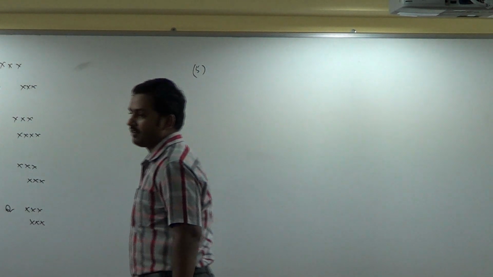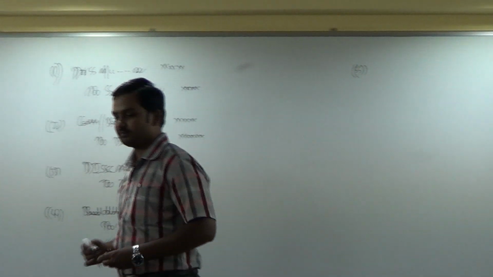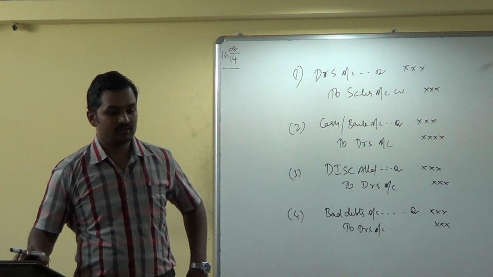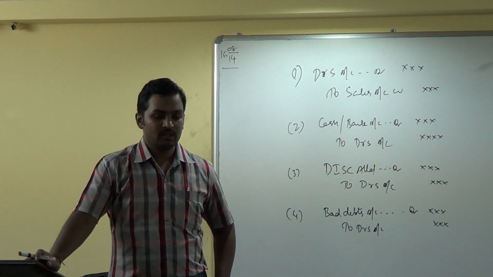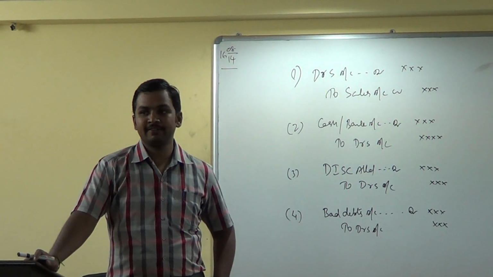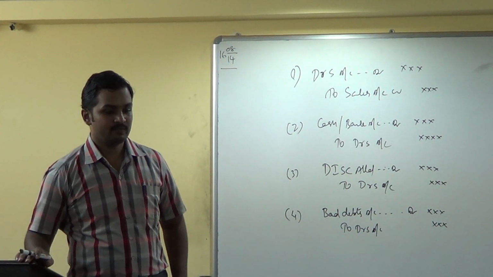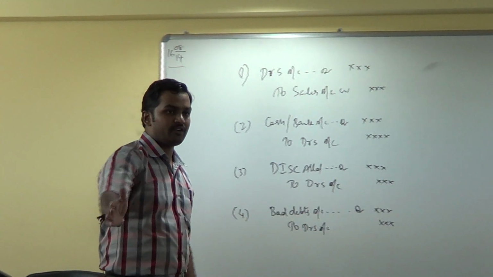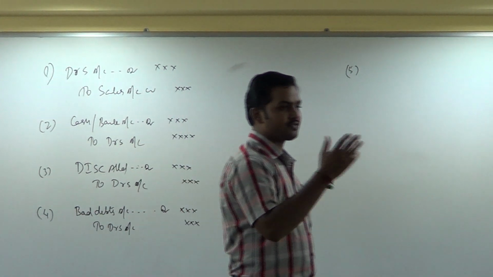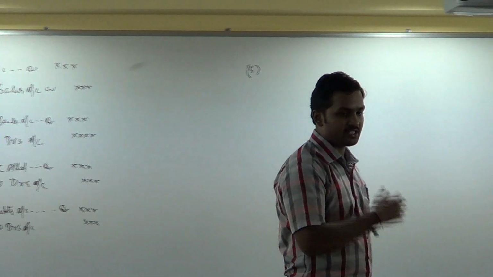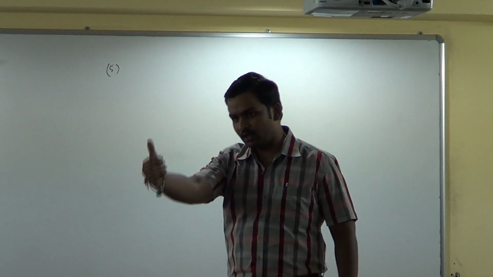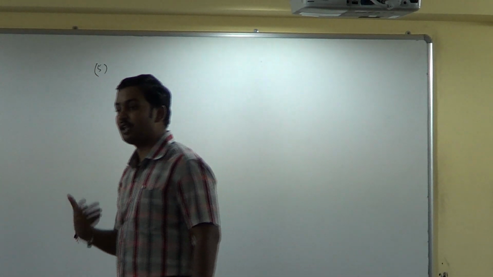When bad debts are recovered: now some debtors you have written off, assuming that the money will not come, you have removed from your books and written off as a loss. Now after some time we are able to get some money from the debtor. What is the entry you pass then?